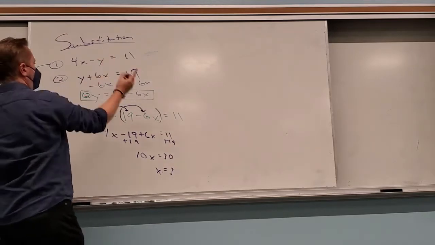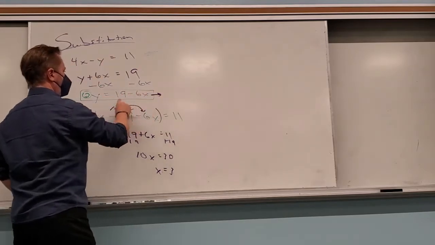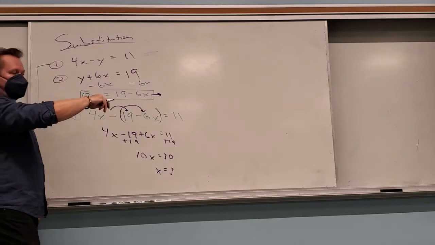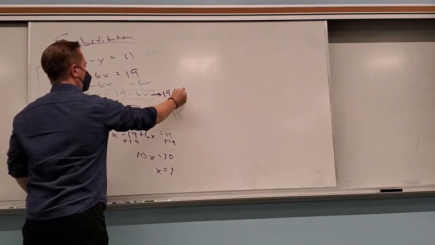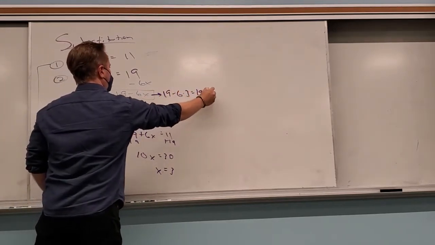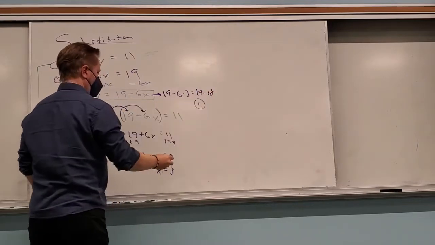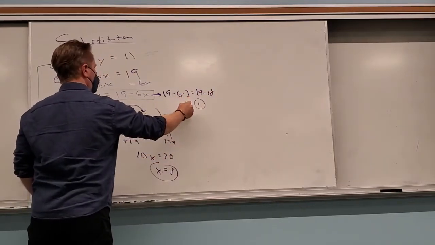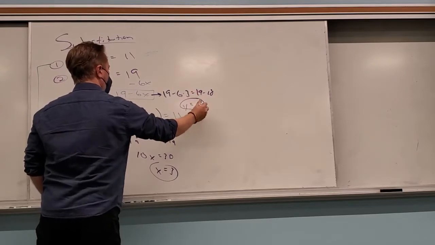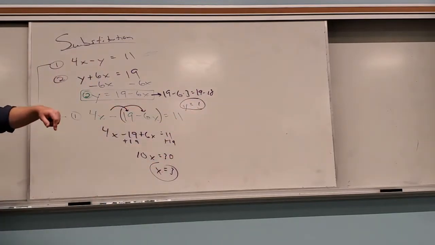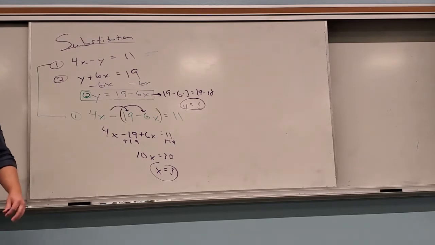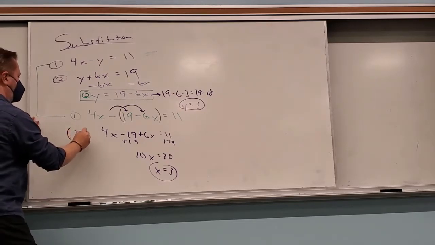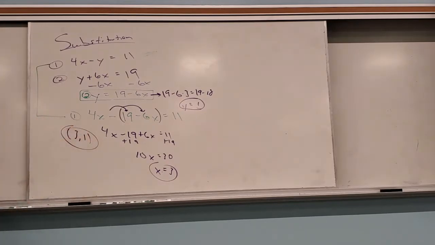So how do I figure out what y is? Don't I have a beautiful equation right there? Once I know what x is, 19 minus 18, I get 1. So what is the answer? It's okay if you circle x and y. Technically, what should the answer be? 3 comma 1. x, y. Yeah, it's a point.